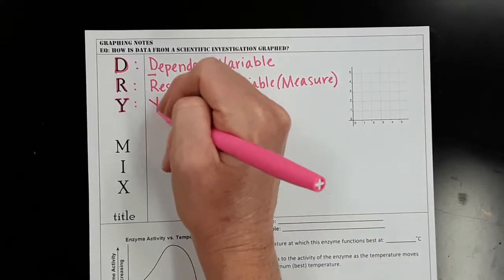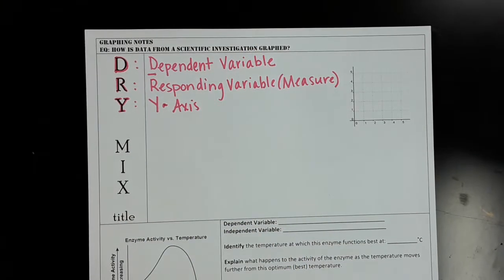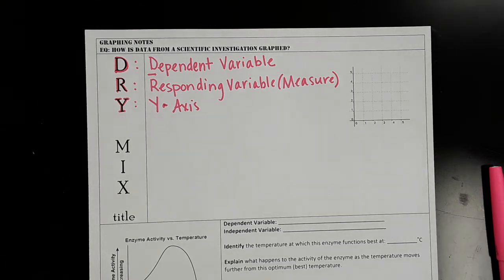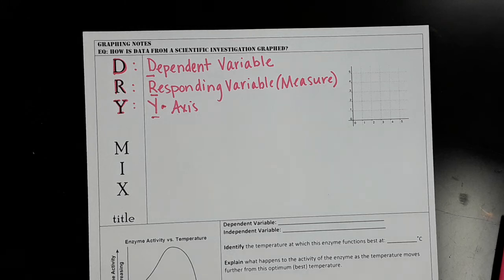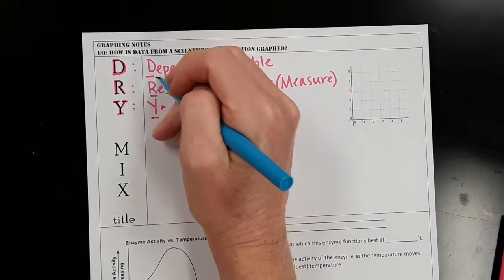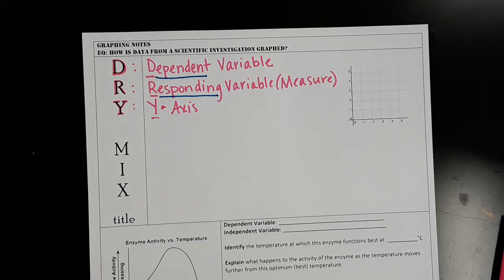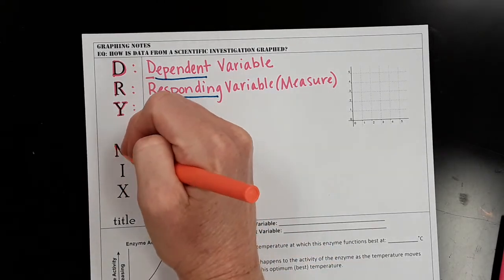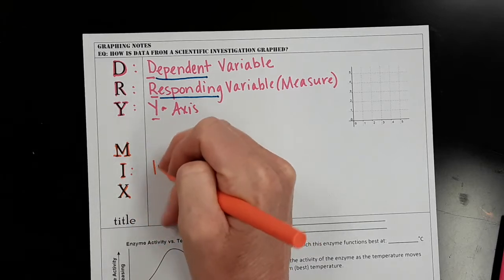And where is it going to go? It's going to go on the y-axis, the one that goes up and down. So the dependent variable, the responding variable, goes on the y-axis. It's the response to whatever is changed for the independent variable. The MIX down here helps us remember the independent variable.